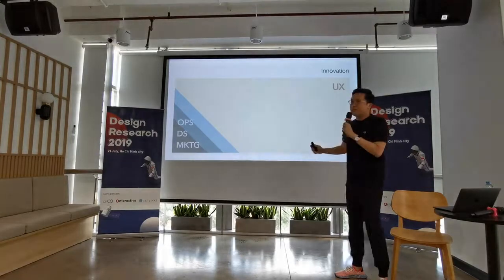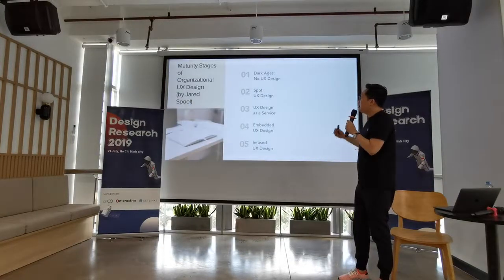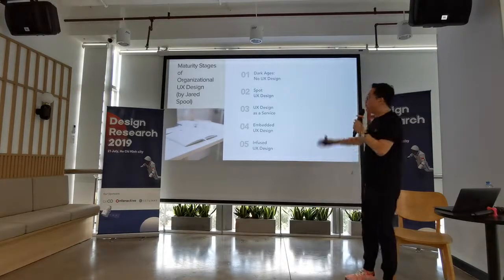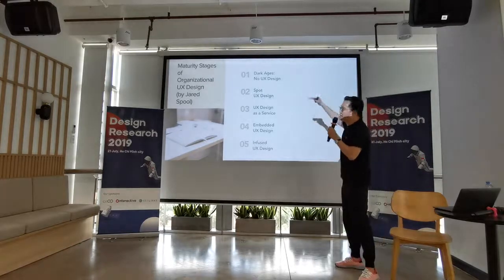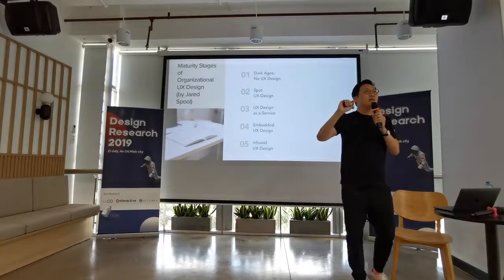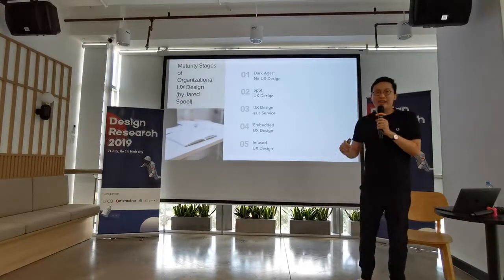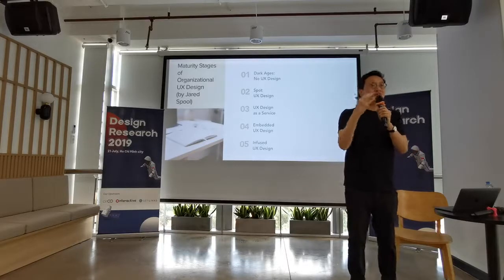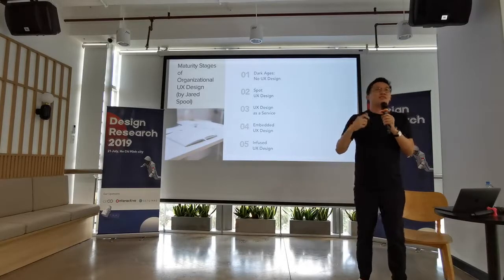So, to answer this, I look at these methodology stages of organizational UX design by Jared Spool. There are 5 different steps of how mature a company is based on their UX design. Using this, I try to make a simpler framework, but now using user research practices.